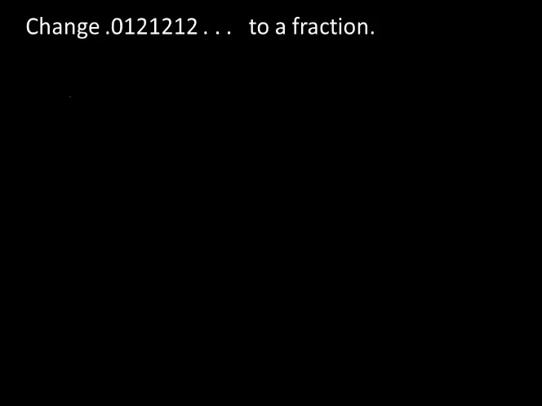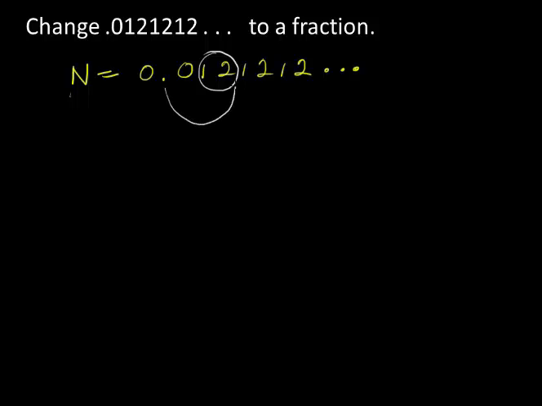Here's another example, a little bit different. Let's give it a name. Take the time to do this. 0.012112, etc. Okay, so let's circle the first repeating block of digits right here. And so this time, in step 1, we'll multiply by a power of 10 to move the decimal past the first repeating block.